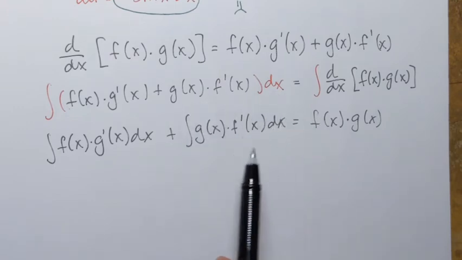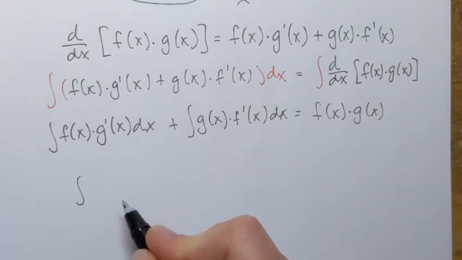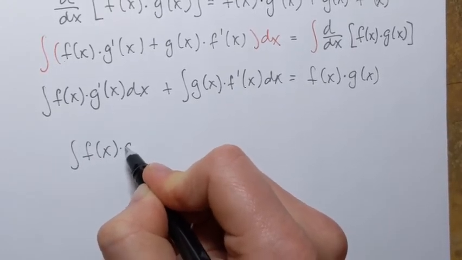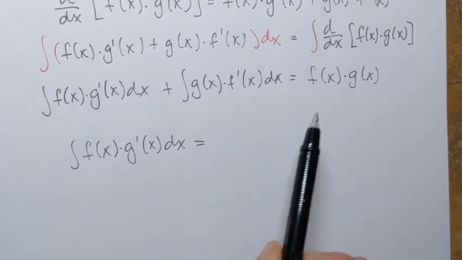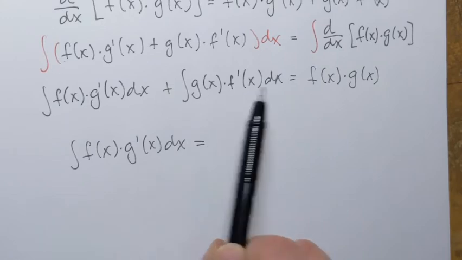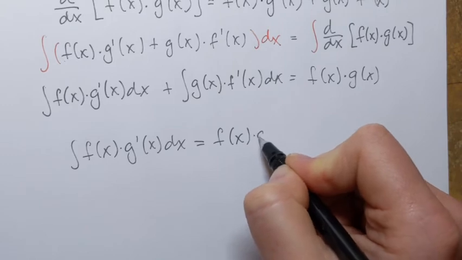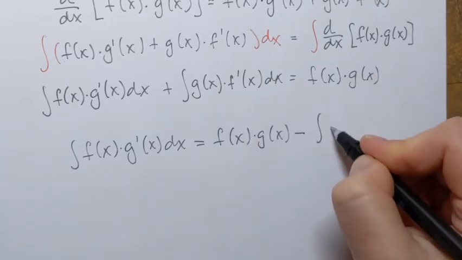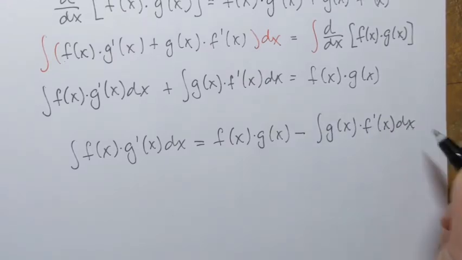So if I subtract that from each side, then I will obtain the following integral of f of x times g prime of x dx equals, again, we're subtracting this integral, so on the right hand side, now it's gone from the left hand side, and it's going to appear on the right hand side. So the right hand side is f of x times g of x minus, since we're subtracting, integral of g of x times f prime of x dx.